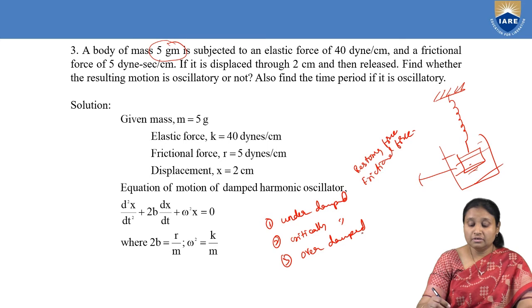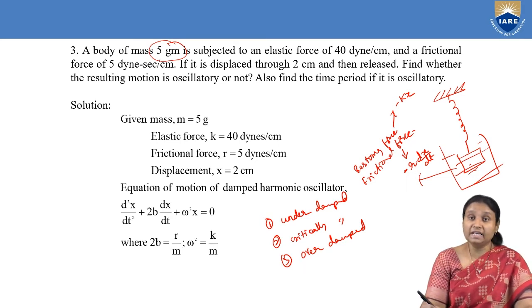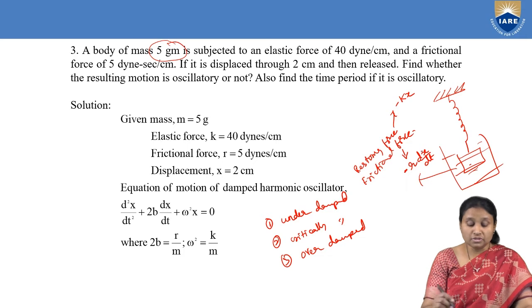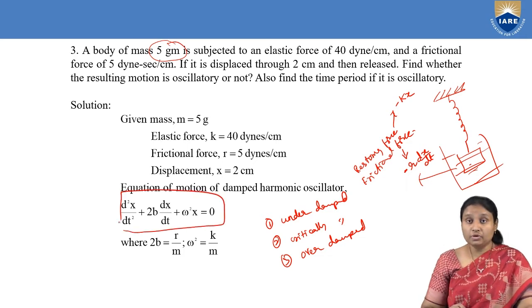And the restoring force, if we take, is given as minus kx, and the frictional force is given as minus r dx by dt. K is the force constant and r is the frictional force constant. And if we try to get the equation of motion, this is the form of the equation of motion for a damped harmonic oscillator. But what is 2b? 2b is r by m.